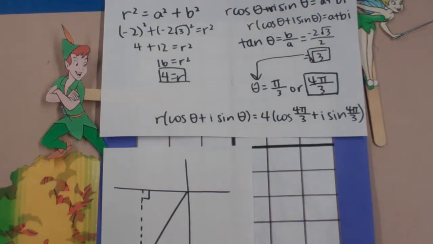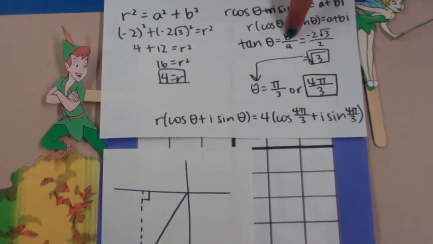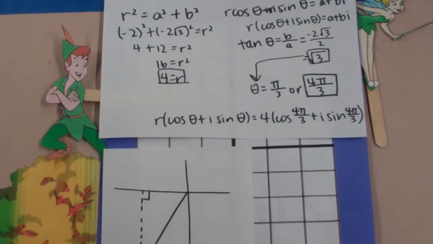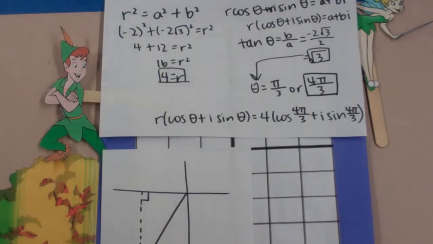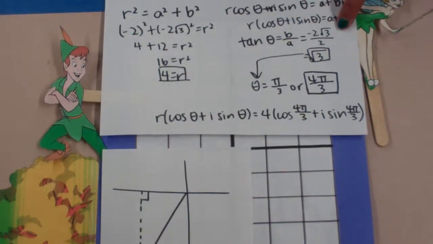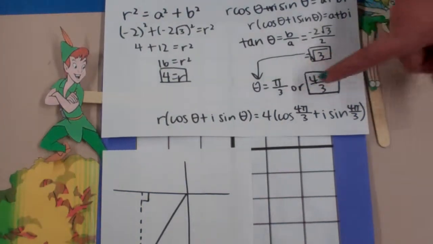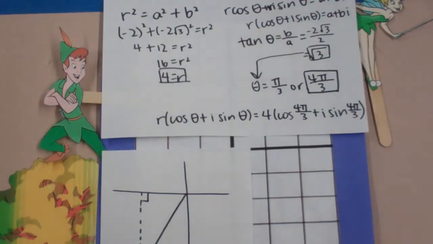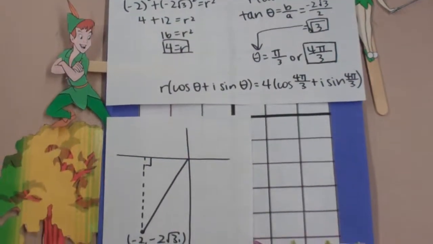Not yet, because we already found the b and a values given above. Tangent theta equals b over a, so we perform that operation. We get tangent theta equals square root 3, which occurs at pi over 3 and 4 pi over 3. Almost there, Peter Pan. We now look back at the graph and find that this line goes down. This line coincides with 4 pi over 3.